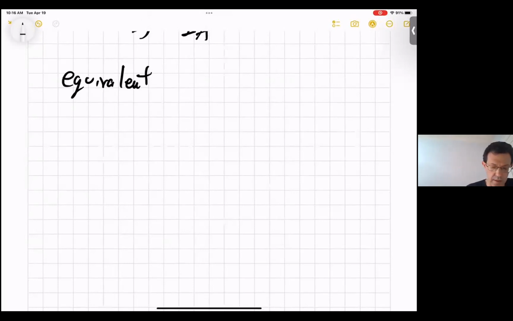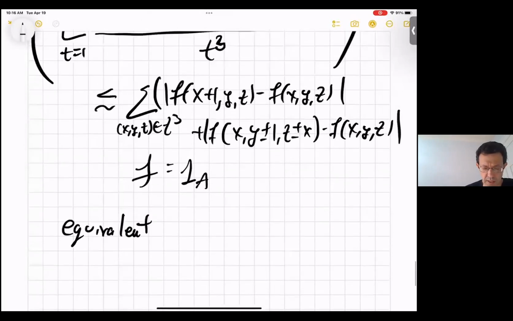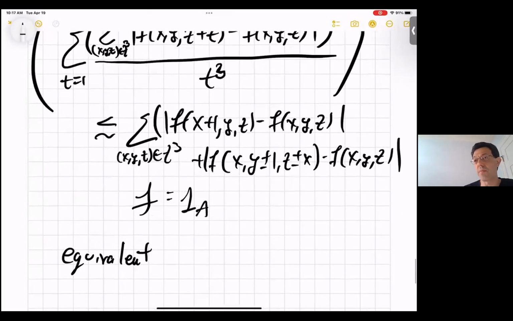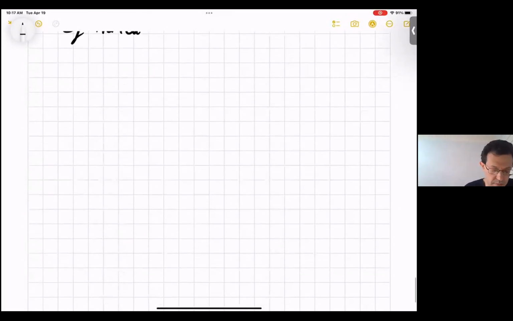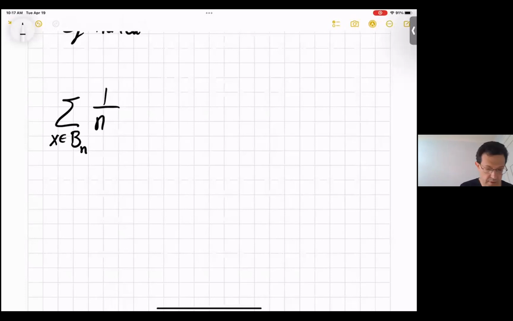It is equivalent to the following. So instead of looking at these infinite sums, I want to sum them on a ball of radius n in the word metric. So you look at the sum over x in a ball of radius n, and now you look again at 1 over n cubed.